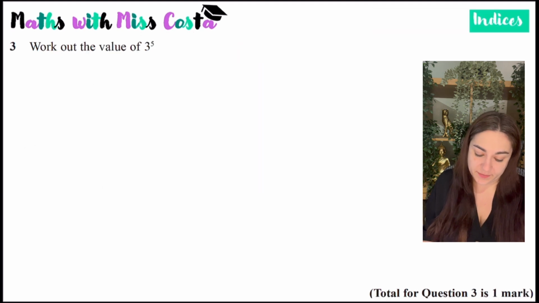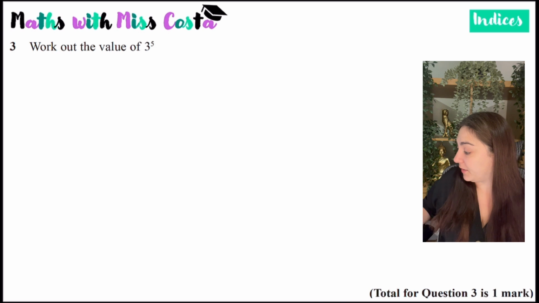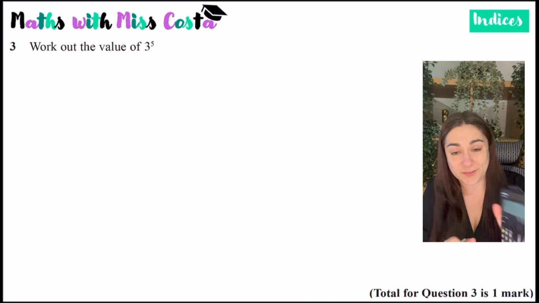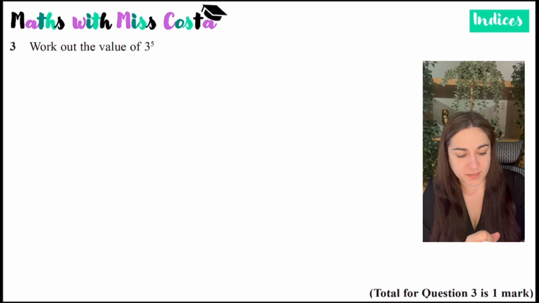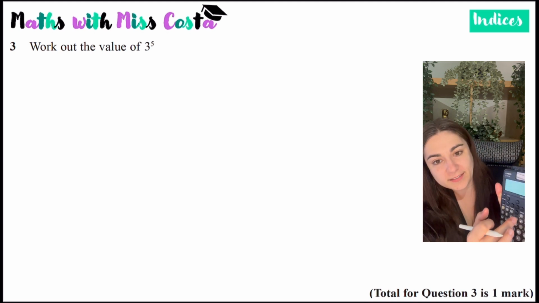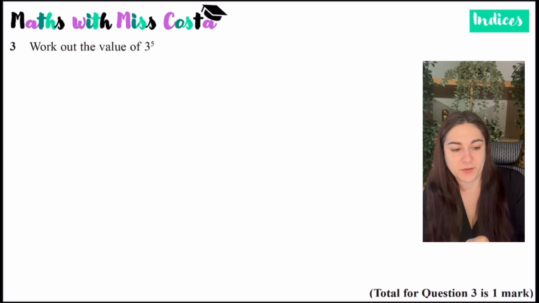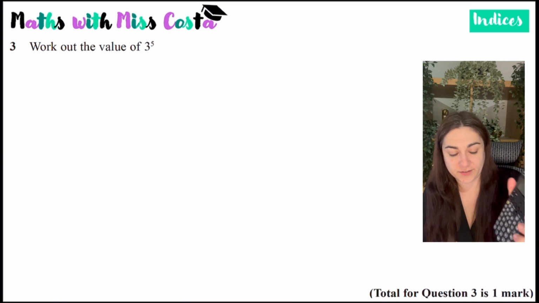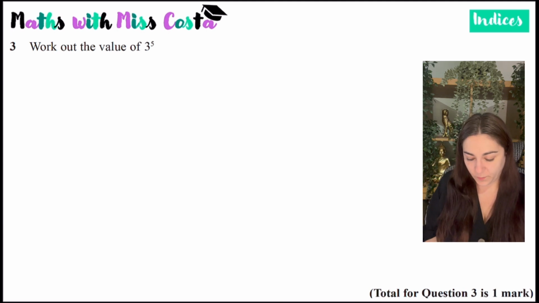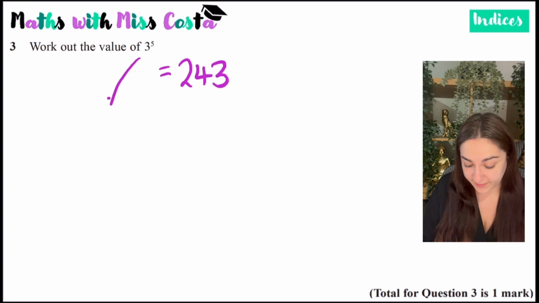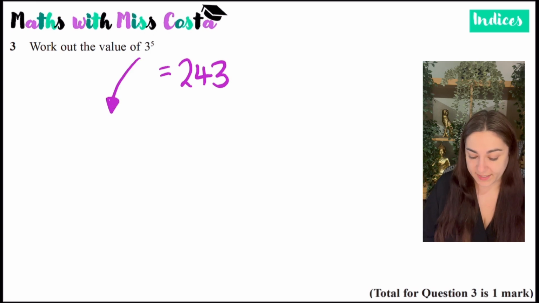Then I need to work out the value of 3 to the power 5. So because this is a calculator paper, you need to know how to use a calculator. The power button is over here, so it will look like that one there. You press 3, use the arrow, and then write in 3 to the power 5, which gives you 243.